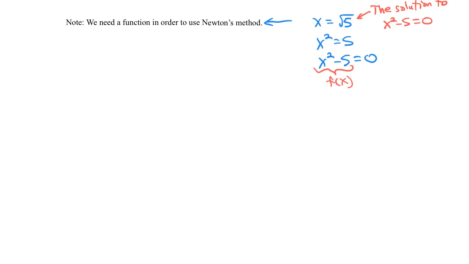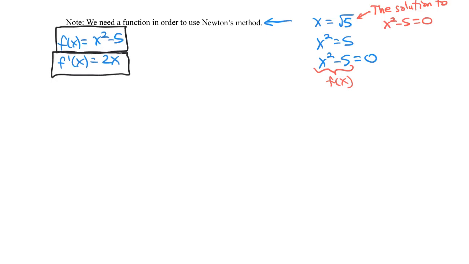So we've got our function here, f of x. I'm just going to write this off to the side. f of x is x squared minus 5. f prime of x is going to be 2x. So we need these. And from that point, I'll do a couple of these by hand first.